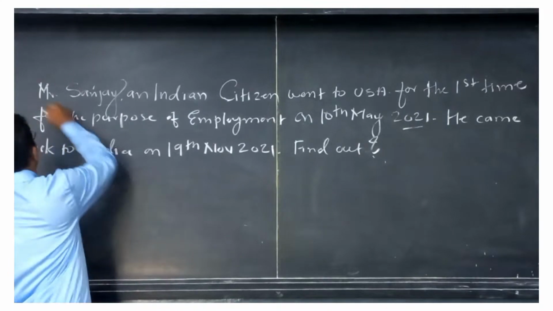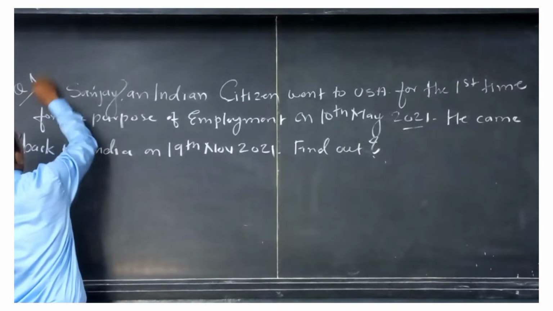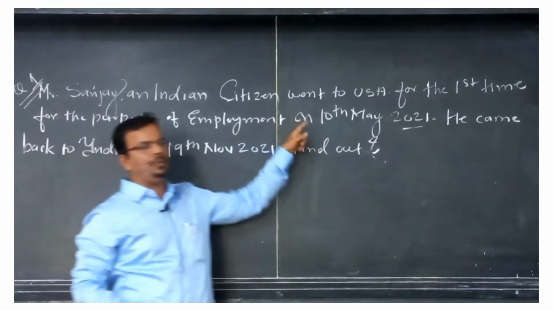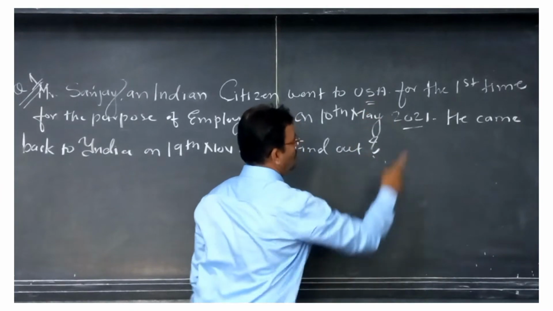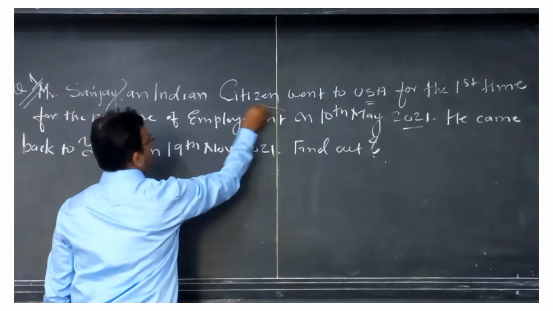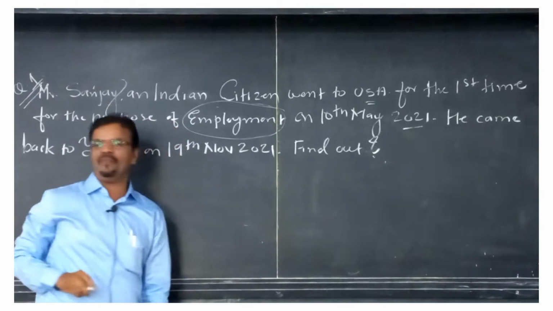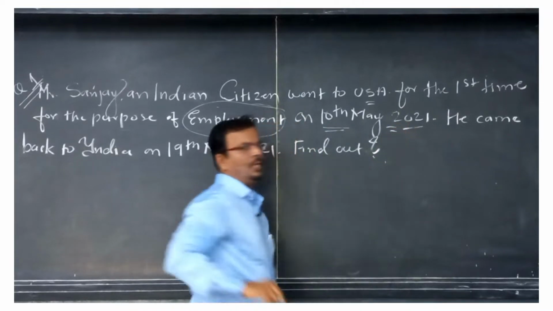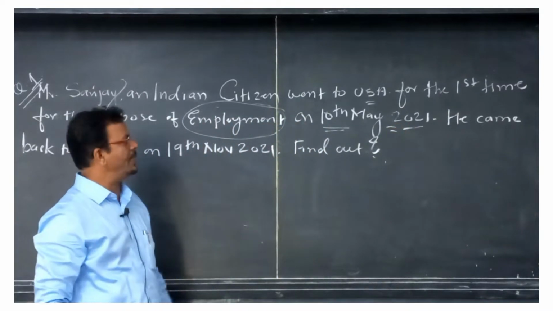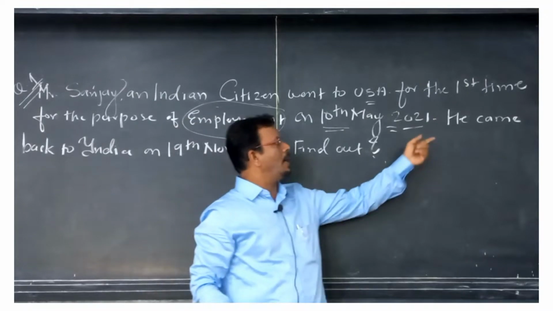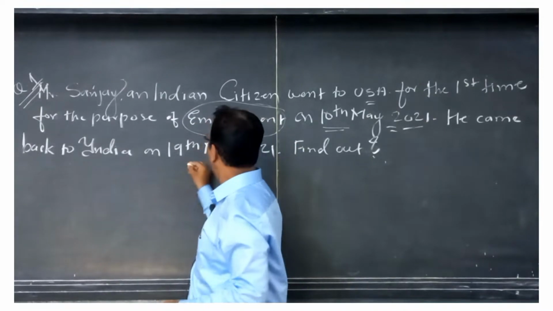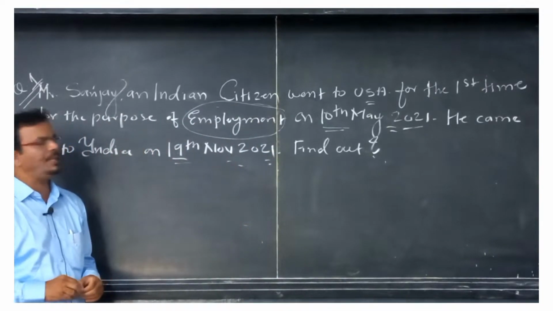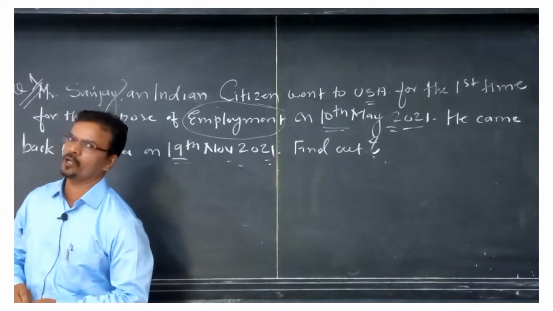So, in question number one, Mr. Sanjay, an Indian citizen, went to USA for the first time for the purpose of employment. He left India for employment on 10 May 2021. Again he came back to India on 19 November 2021. So let's decide whether he is a resident or not a resident of India.